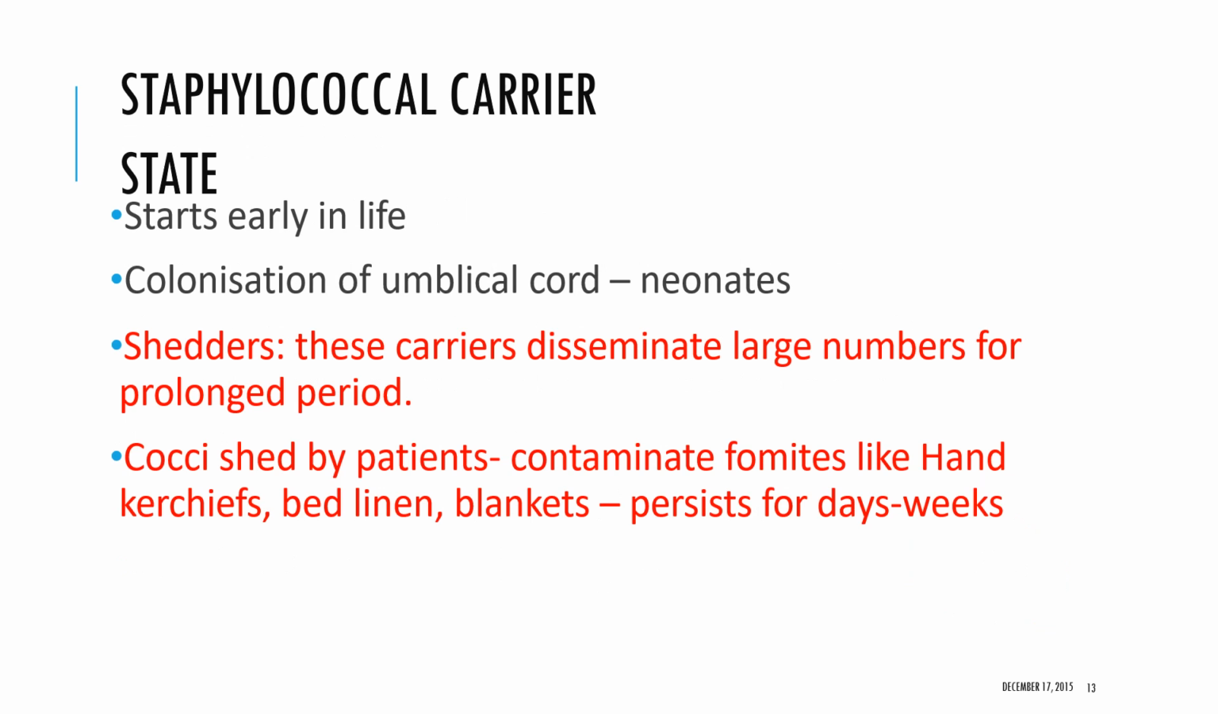Moving on, the Staphylococcus carrier stage starts early in life. Staphylococcus can colonize the umbilical cord of neonates. Shedders are carriers who disseminate large numbers of organisms for a prolonged period. Then contaminated fomites like kitchen items, handkerchiefs, bed linen and blankets can harbor the cocci shed by patients, persisting for days and weeks.